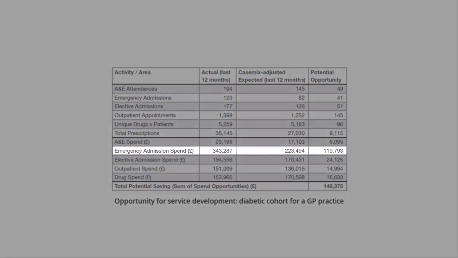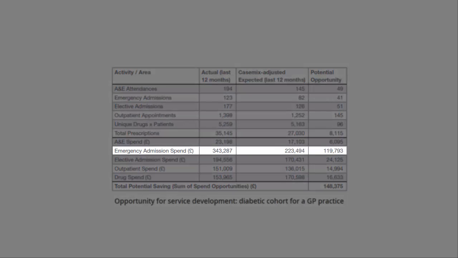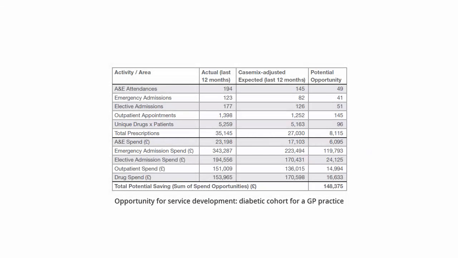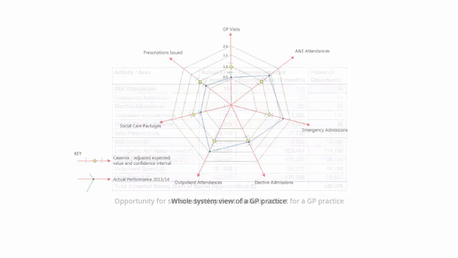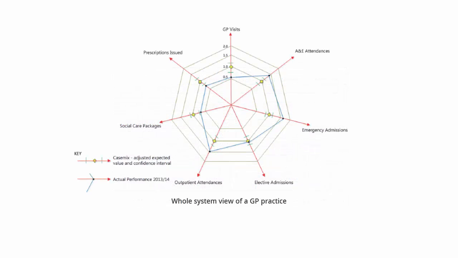Where actual activity and costs exceed the casemix adjusted expected amounts, there may be potential to reduce activity counts and expenditure. Where significant opportunities appear, you can use this intelligence to investigate how practices are commissioning secondary care or prescribing drugs. Visually representing casemix adjusted activity data can give you immediate clues as to potential areas that could benefit from further investigation, while year-on-year data can highlight the effects of service changes.